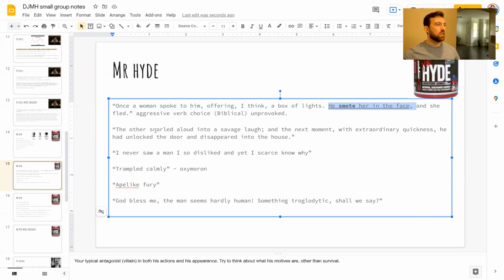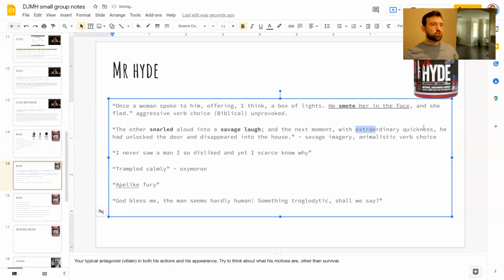The other snarled aloud into a savage laugh, and the next moment, with extraordinary quickness, he had unlocked the door and disappeared into the house. So this is when Mr. Hyde meets Utterson, or Mr. Utterson meets Hyde, however you want to look at it. So the snarling is like savage imagery, and it's an animalistic verb choice. You've also got the savage laugh as well, so that's sort of repeating this even further.